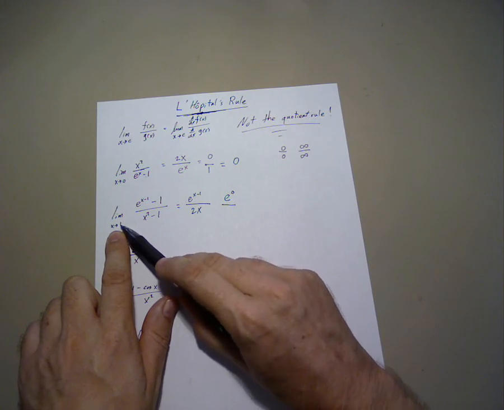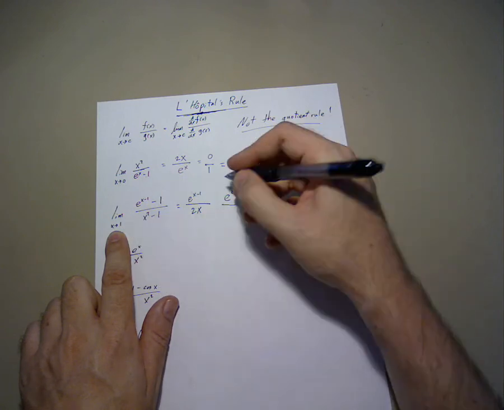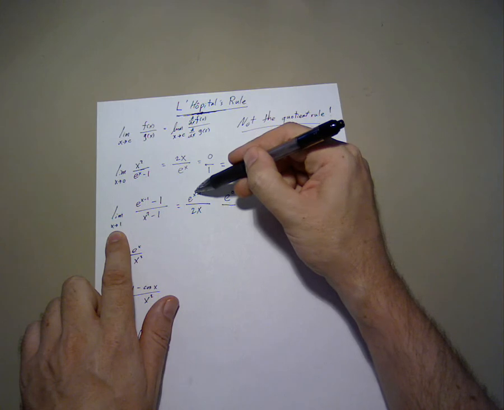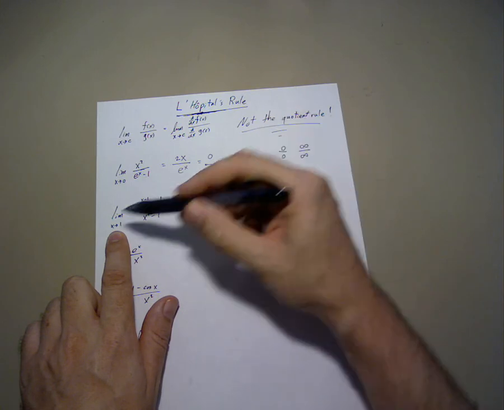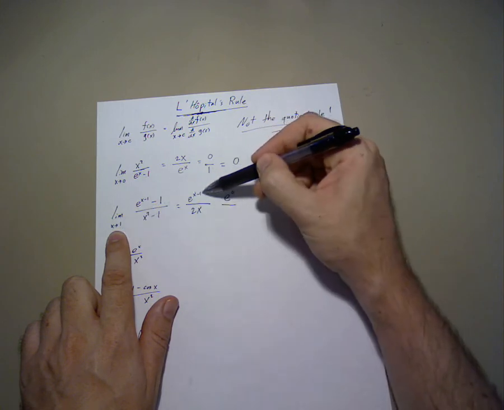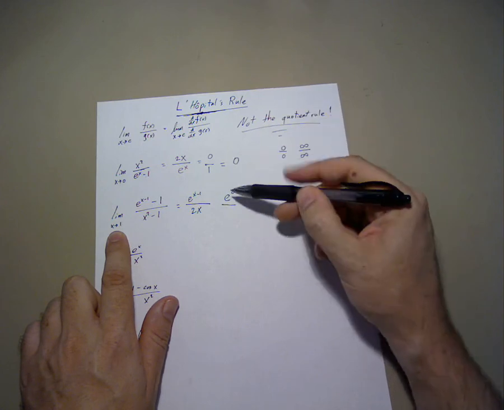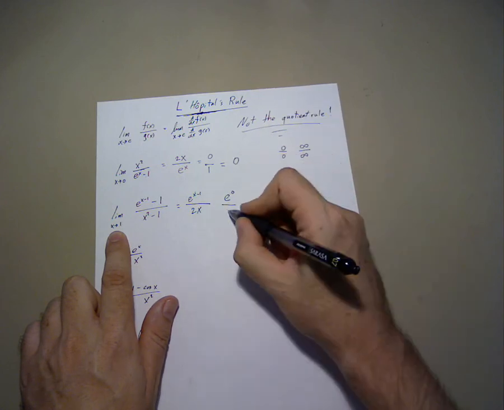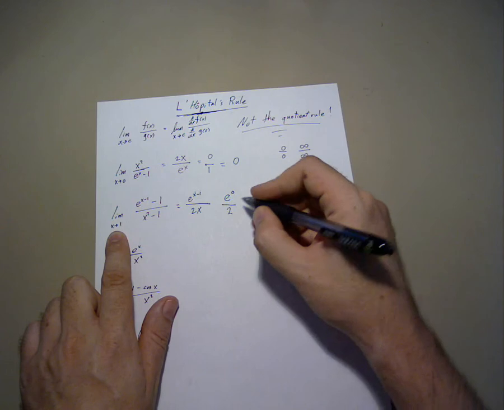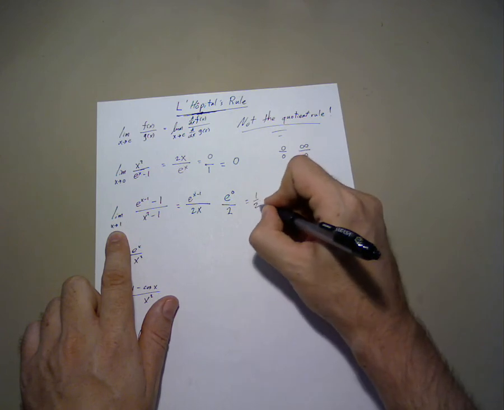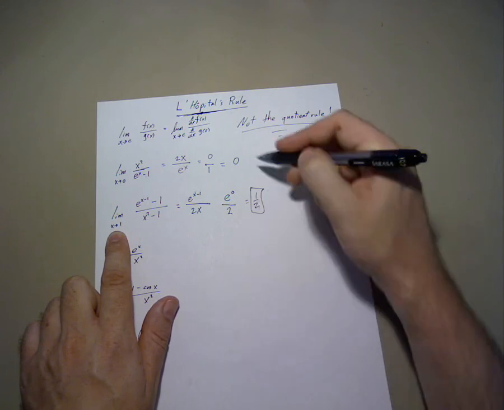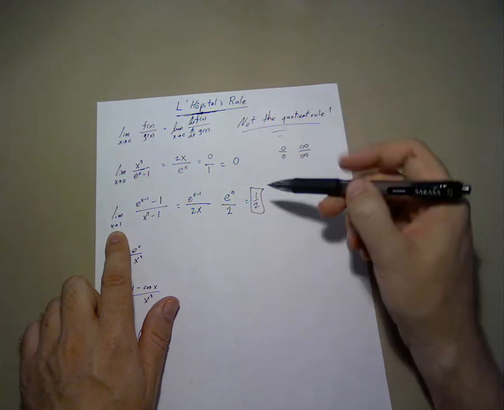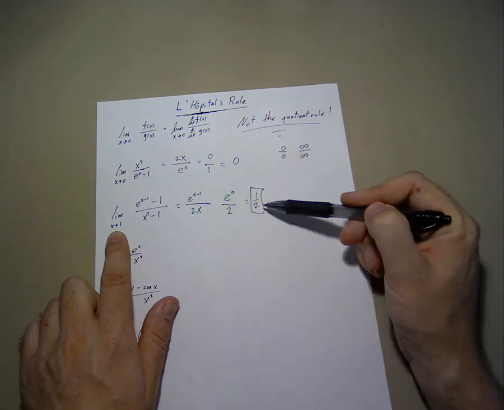What x is going to will of course remain the same. So as x goes to 1, x minus 1 becomes 0, so e to the 0 is 1. 2x becomes 2. We get 1/2 as our correct answer. The limit becomes 1/2.